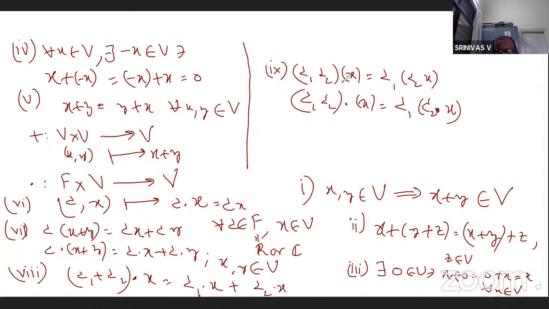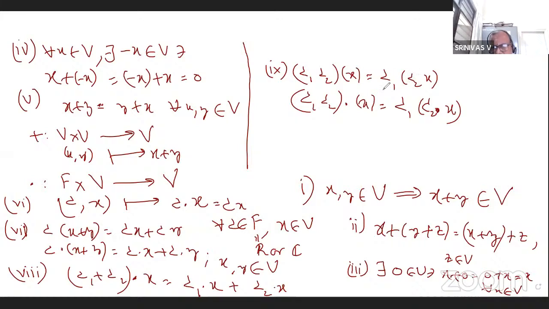We haven't written it. So this is a scalar, this is a vector. In between them we have scalar multiplication. This is defined on F cross V. This is a scalar product, and this is a vector. We are multiplying this vector by another scalar. So in between them we have scalar multiplication.